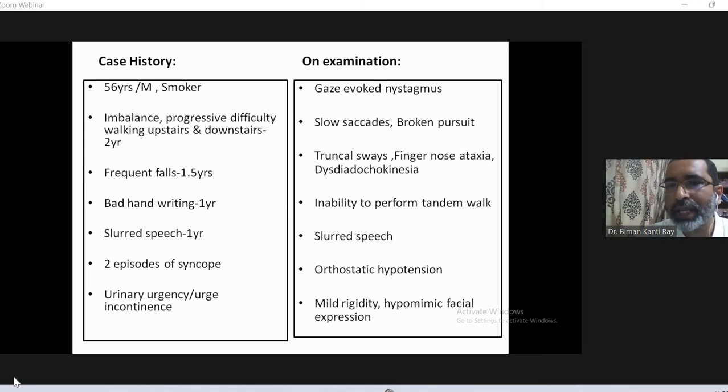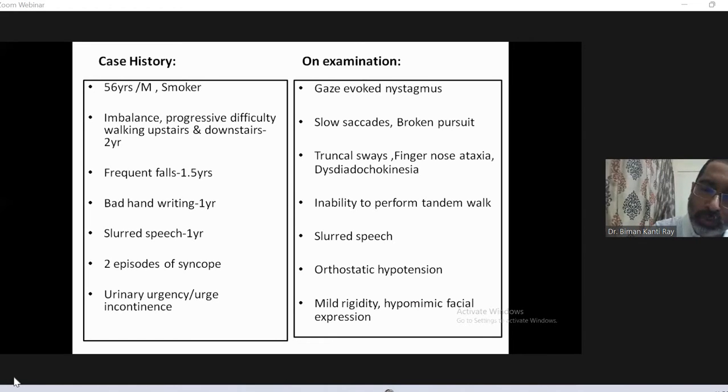On examination, he had bilateral gaze-evoked nystagmus, fast component towards the direction of the gaze. He had slow saccades, broken pursuit. There was truncal sway. There was finger nose ataxia and dysdiadochokinesia. There was extreme difficulty to perform tandem walking. He had slurred speech, orthostatic hypotension, mild rigidity, and hypomimic facial expression. So that was the case history and that was the examination finding.